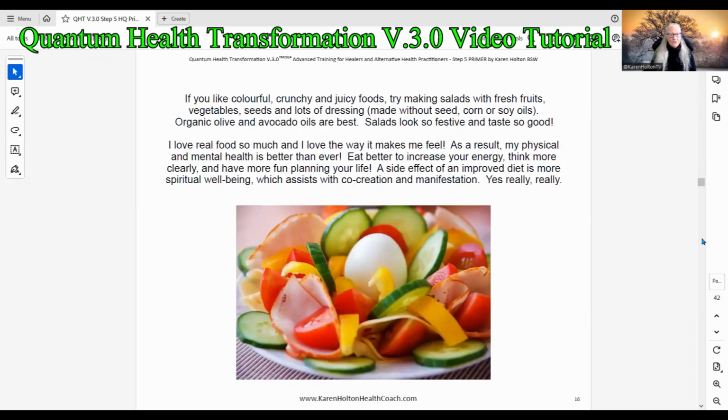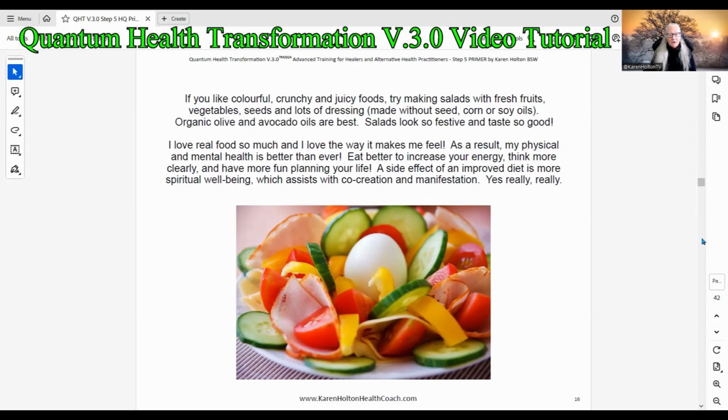If you like colorful, crunchy, and juicy foods, try making salads with fresh fruits, vegetables, seeds, and lots of dressing, made without seed, corn, or soy oils. Organic olive and avocado oils are best. Salads look so festive and they taste so good. I love real food so much, and I love the way it makes me feel. As a result, my physical and mental health is better than ever.